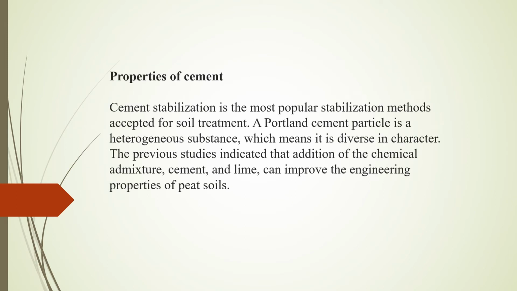Now let's talk a little bit about properties of cement. As we know, we are going to use mostly cement, which is Portland cement, and this is a highly popular way to stabilize any kind of soil. And we can use this with a mixture of lime, and it helps to improve the property of the peat material.